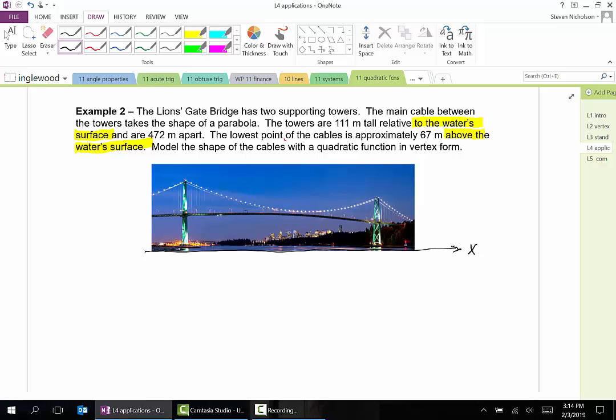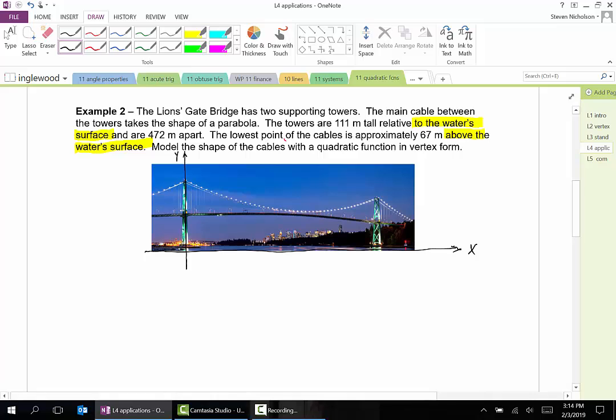Now the other thing we have to decide is where to put our y-axis. We could put the y-axis in the vertex, because there is enough information if the vertex is in the middle. But I'm going to choose this pylon right here to be my y-axis. Again, you might choose the middle, the vertex, but I'm going to choose that.